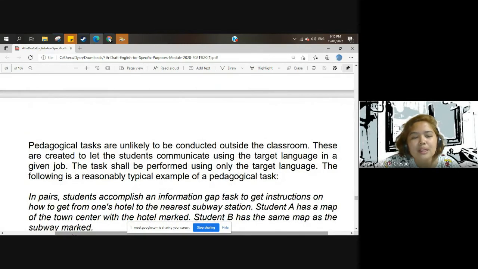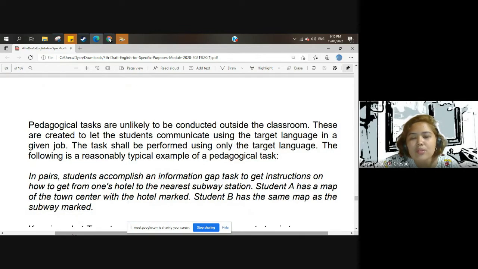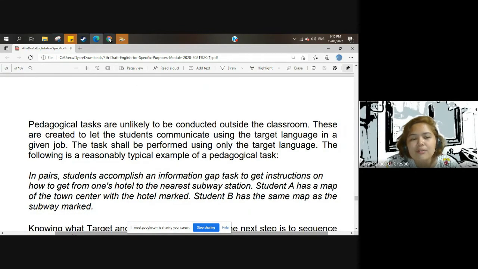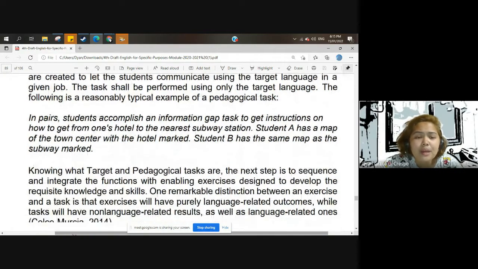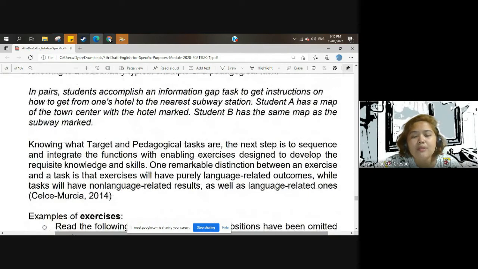These are created to let the students communicate using the target language. In a given job, the task shall be performed using only the target language. The following is a reasonable typical example of pedagogical tasks. Ito yung mga activity. In pairs, students accomplish an information gap to get instructions on how to get from one's hotel to the nearest subway station. Student A has a map of the town center with the hotel marked. Student B has the same map with the subway marked.